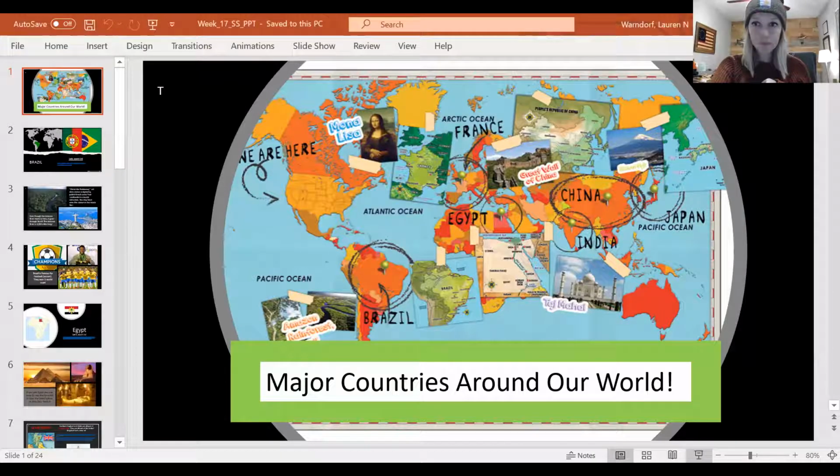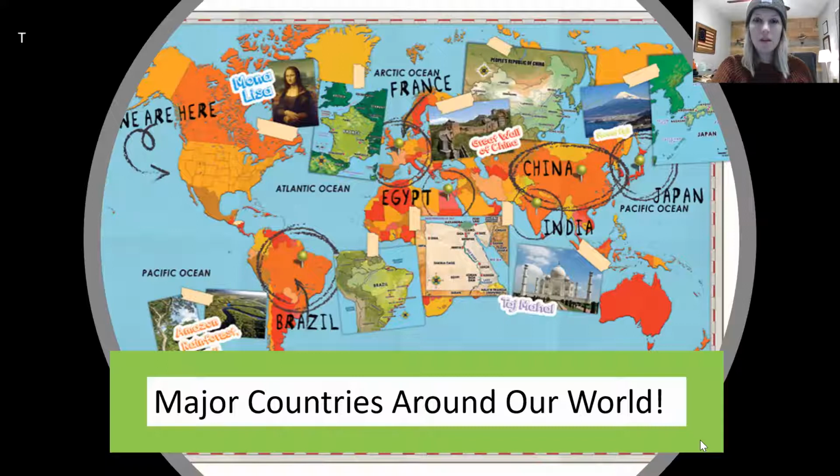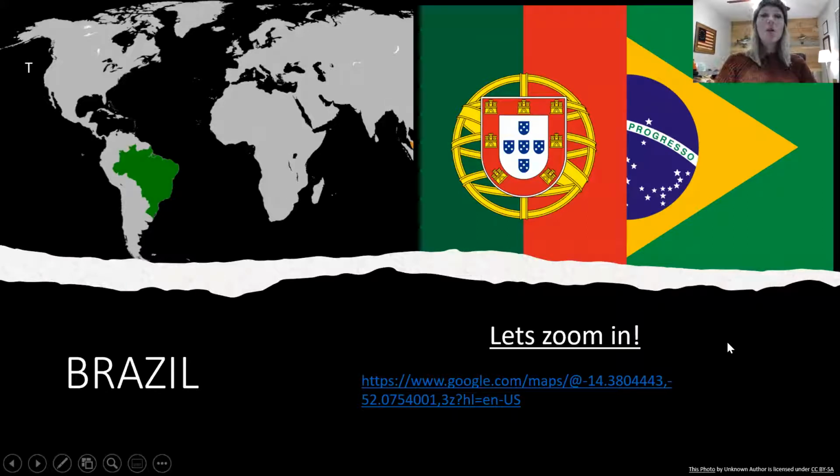Let me get our slideshow going. Perfect. Okay. So as you can see, we've gone from talking about the continents and oceans to different countries of the world, right? So without further ado, first things first, we're going to talk about Brazil. Brazil is located in South America. So it's this green country right here. It is huge, right? It is huge.